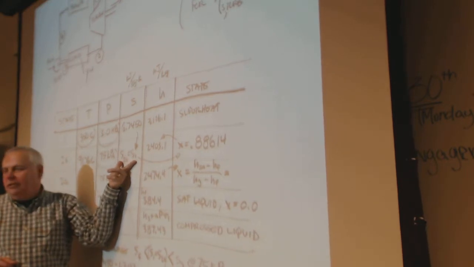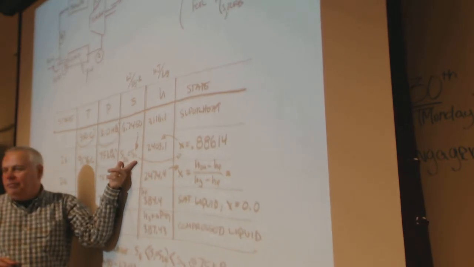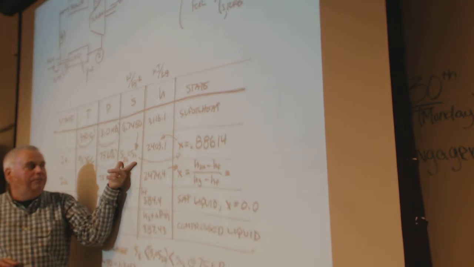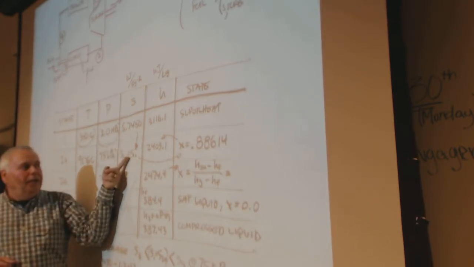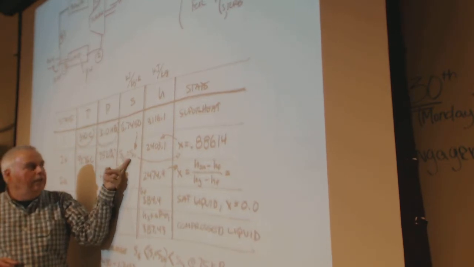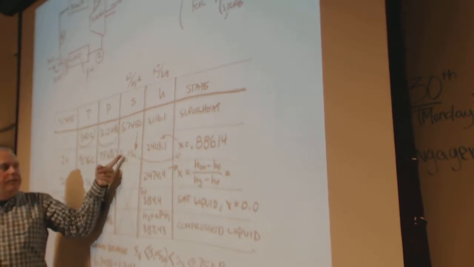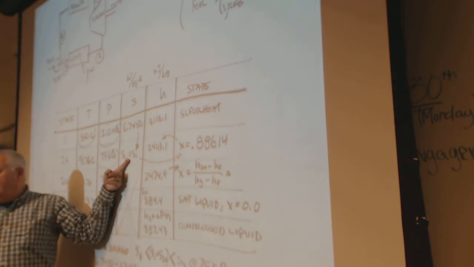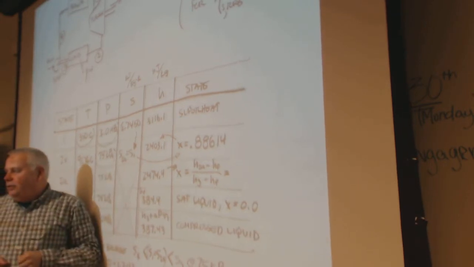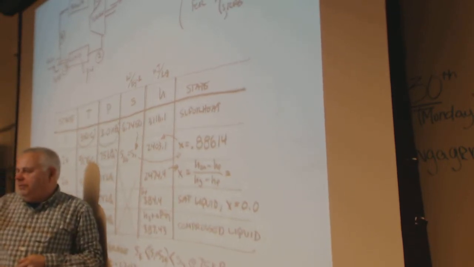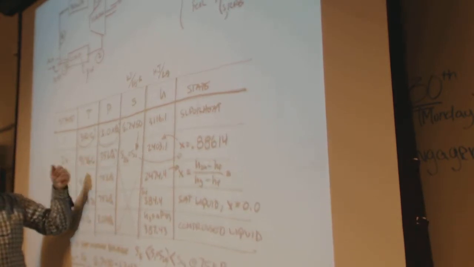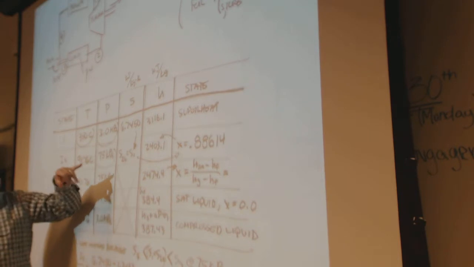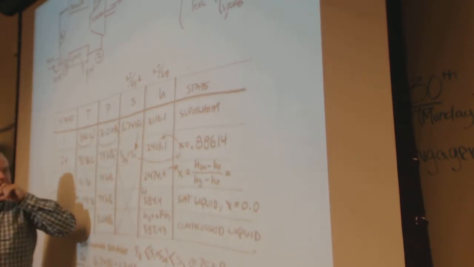S2s equals S1, isentropic, same entropy. So what's the value for entropy here? It's this value for entropy. And now we go looking for, at this pressure, what state has this entropy? If you look in superheat tables, you probably see it's not there. So let's look under the pressure table and see where this falls.